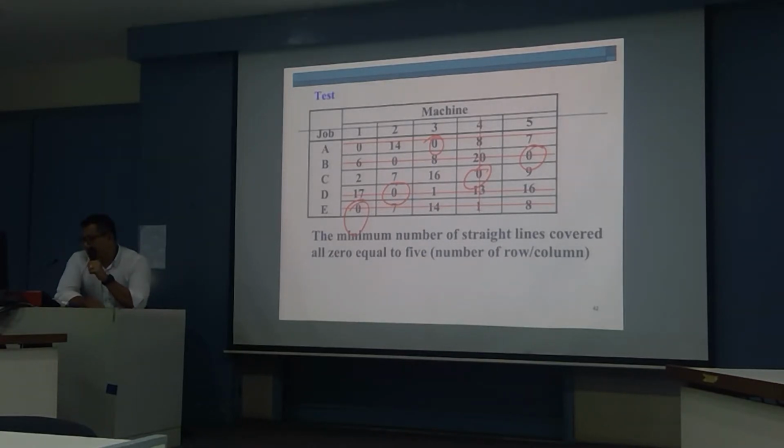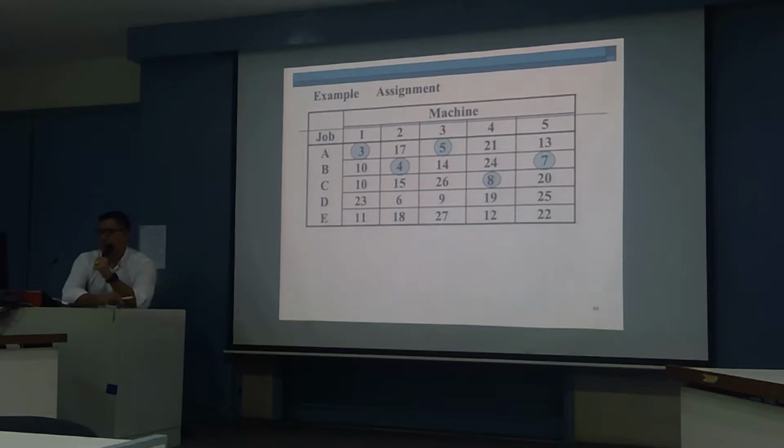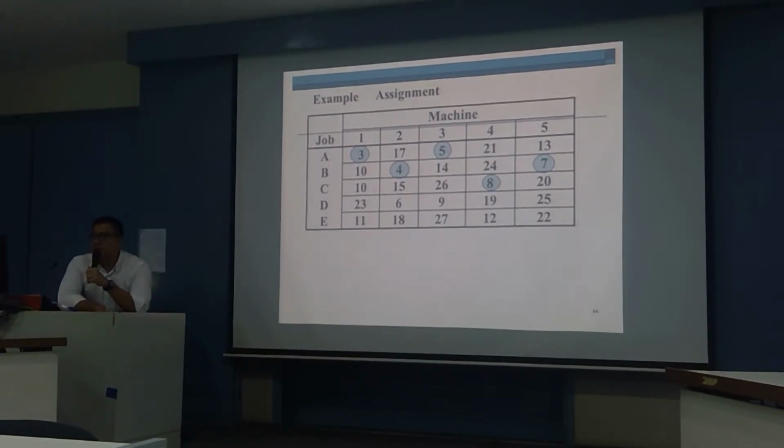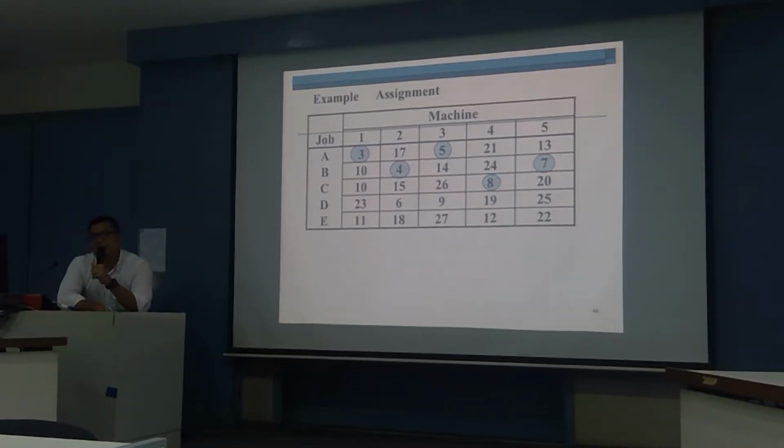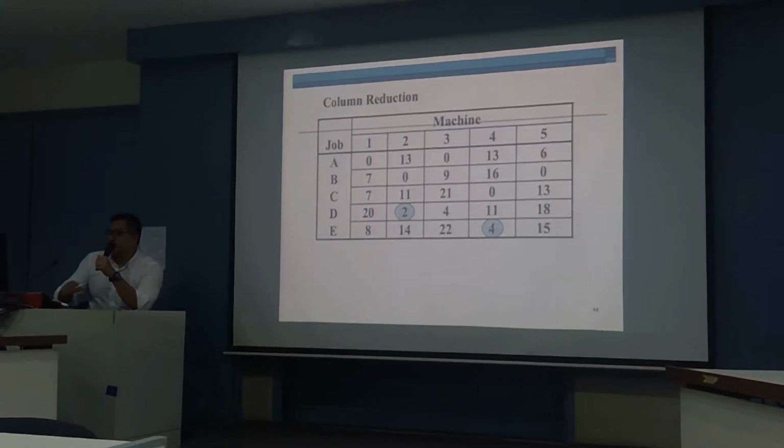Okay. In this case, let's say I'm starting with column reduction first. So I'm going to circle the lowest value for each column. This is the lowest value for each column. And then I use this value, subtracting it from all the values in this column. So then I have this result.